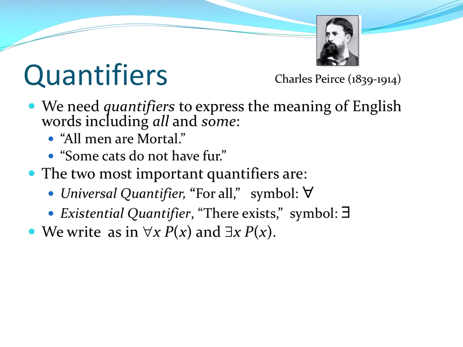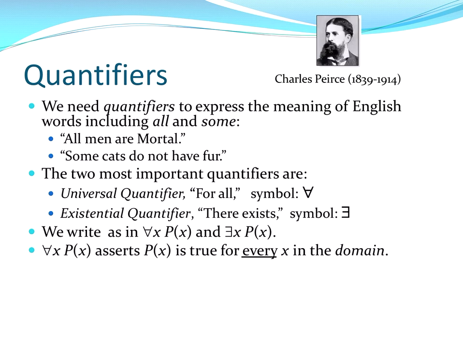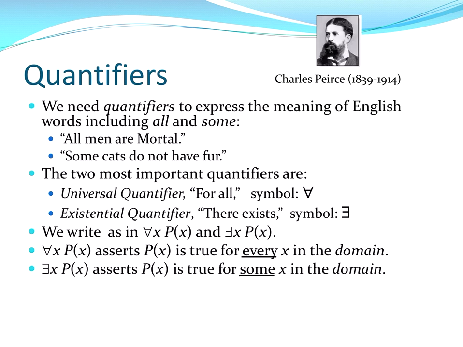And then the way we situate these in terms of the symbols is we put them in front of the propositional function that we're trying to bind, and we describe the variable. So here we have for all x, p of x, and there exists x, p of x. For all x, p of x says that p of x is true for every x in the domain, so that means we also have to specify the domain for the variable. And there exists x, p of x says that p of x is true for some x in the domain. Again, we have to describe the domain for x.